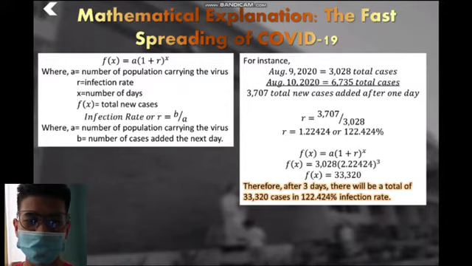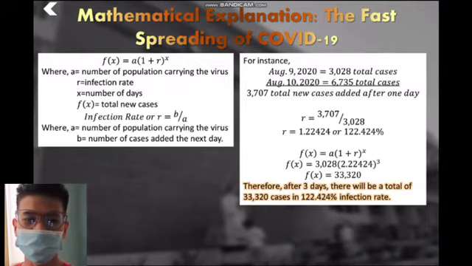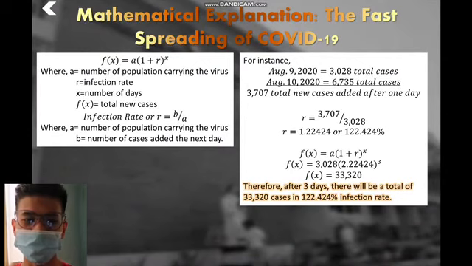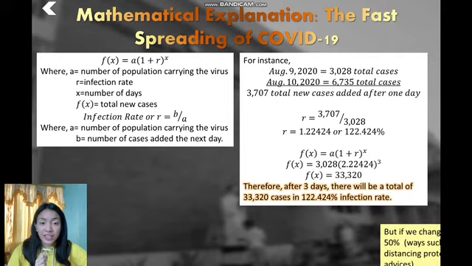Then, we need to get the infection rate. We will use the formula r equals b over a, the number of cases added by the next day, which is 3,707, divided by the number of population carrying the virus on August 9, 2020, which is 3,028. So, the infection rate is 122.424%. Thank you, Mr. Rafael, for the explanation.